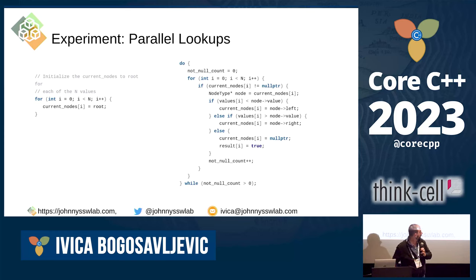How do I explain it? So we have n lookup values and we have n current nodes. For each value i, I take the current node, update the current node of i, and then I move to i plus one, and then i plus two. I do this in one pass, on level zero. Then I move to the level one nodes, then level two, three, four and five. So I'm doing these parallel lookups.